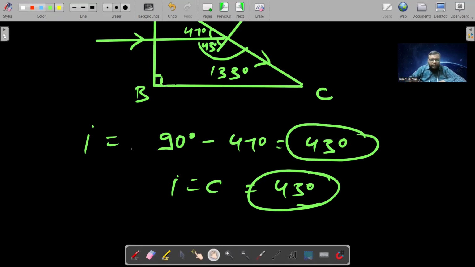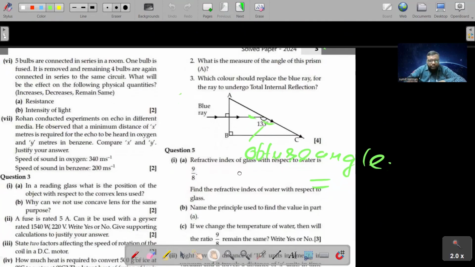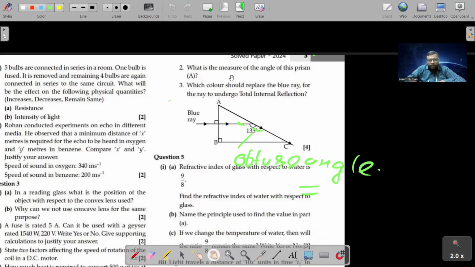So this was for part A. Now here we will calculate part B. Students, in part B, we have to calculate the measure of the angle of this prism. We have to calculate the angle of prism, that is angle A.